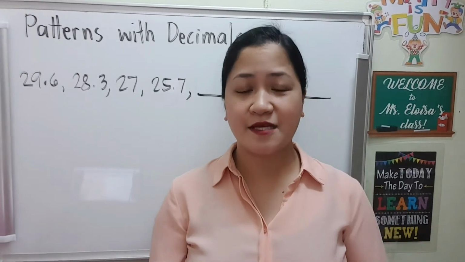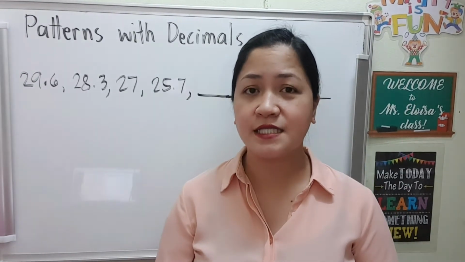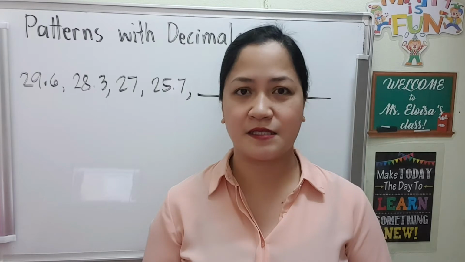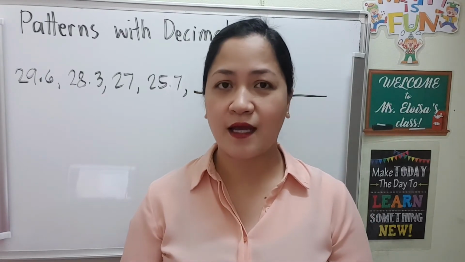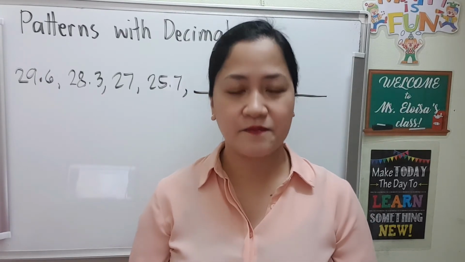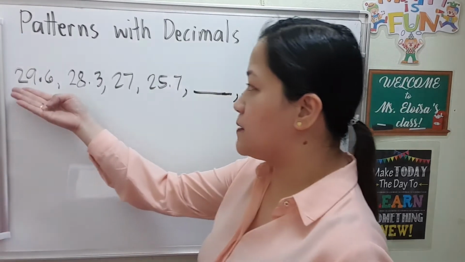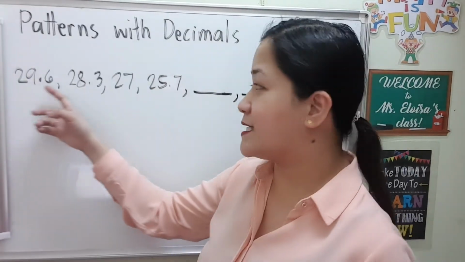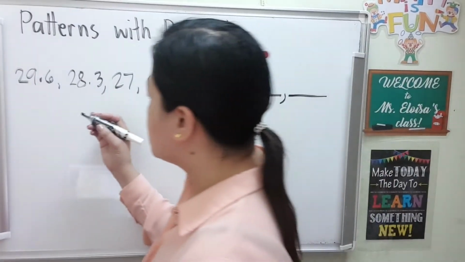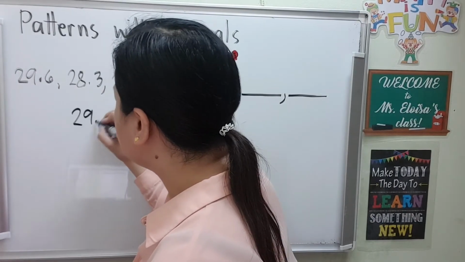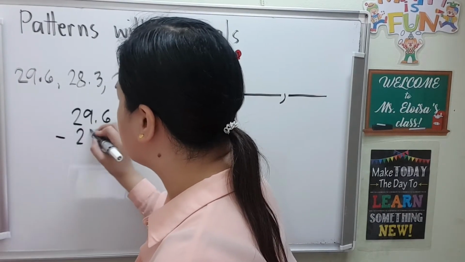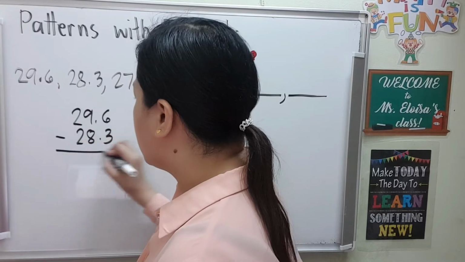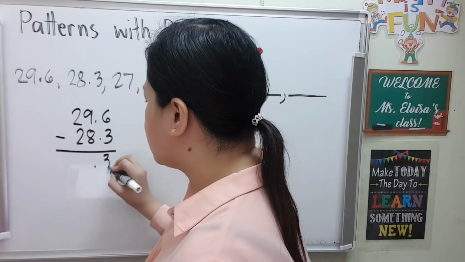So in this case, we will be using subtraction since the numbers are in descending order. So we will do the same thing. We will find the difference between one term and the next term. So we will always subtract a smaller number from the bigger number. Suppose we will be using the terms 29.6 and 28.3. So that will be 29.6 minus 28.3. 6 minus 3 is 3.